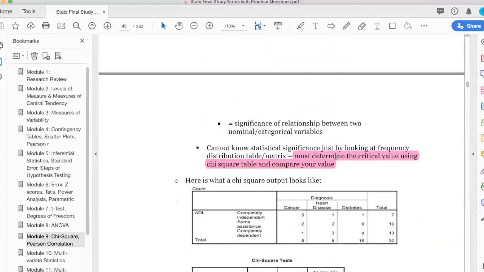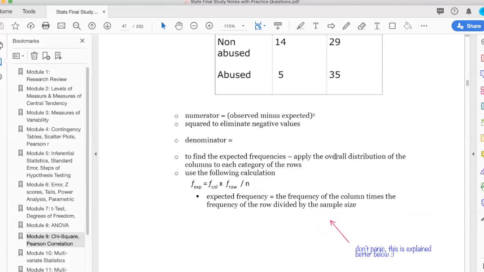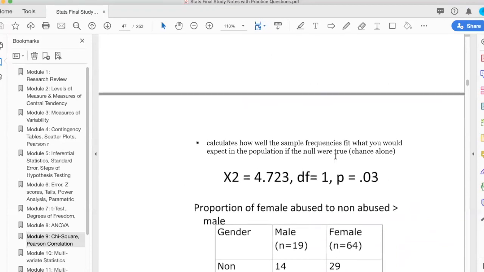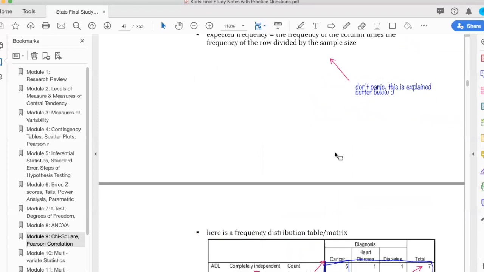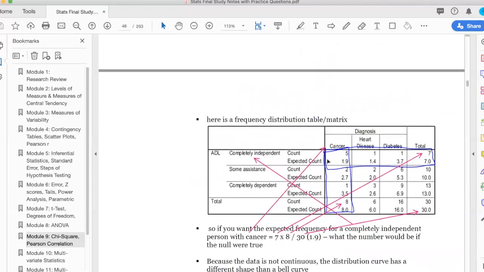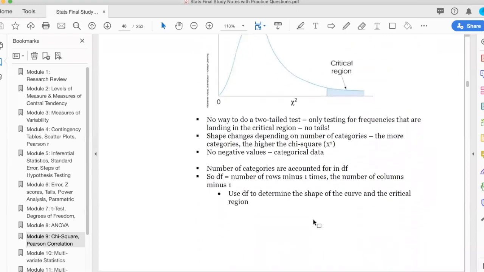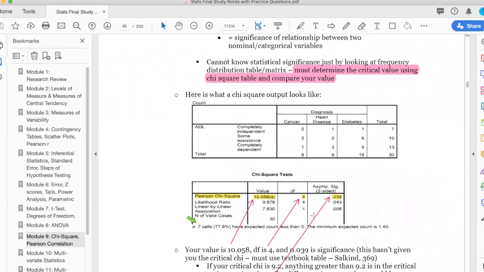Okay, so all of this that we just talked about is a little bit more complicated than what I remember being in the exam. I don't remember if we had to calculate these out, but make sure you understand the concept of this. You're going to take the total of the rows times the total of the columns, and that's how you find out the expected frequency. If you have a question about expected frequency, that's how you calculate it.